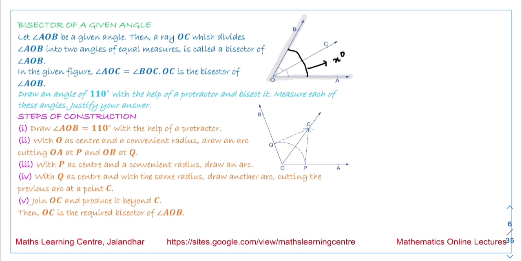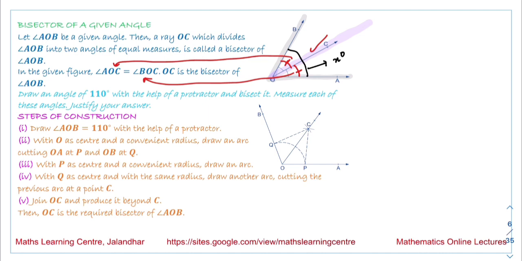Bisector of this angle means we are talking about this line OC, and we are saying that bisector means these two angles should be equal to each other. So we are saying that OC is the bisector of angle AOB. This line over here, OC, is the bisector of angle AOB.